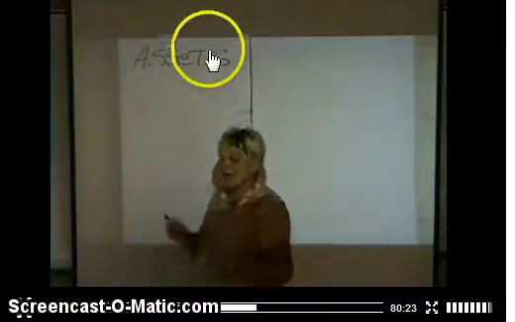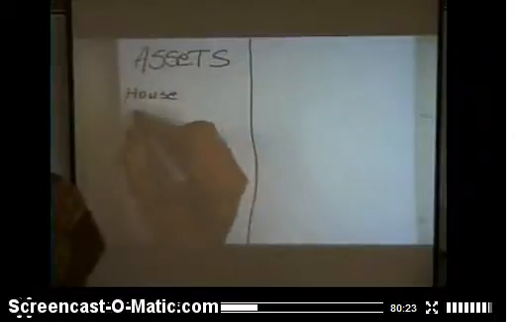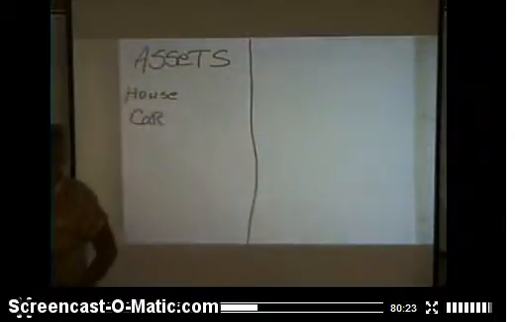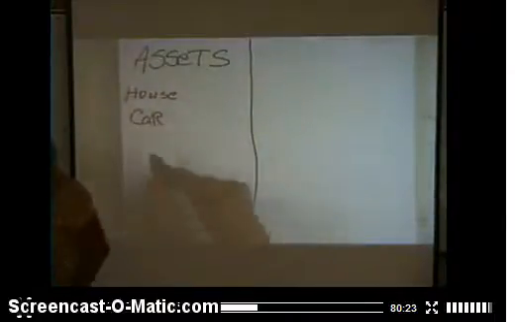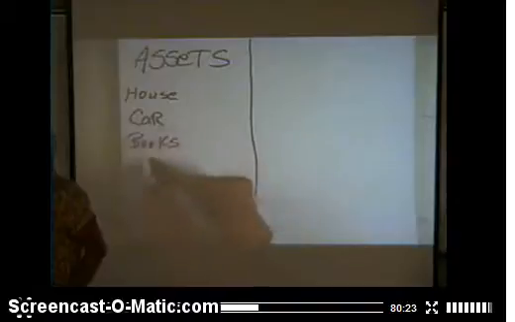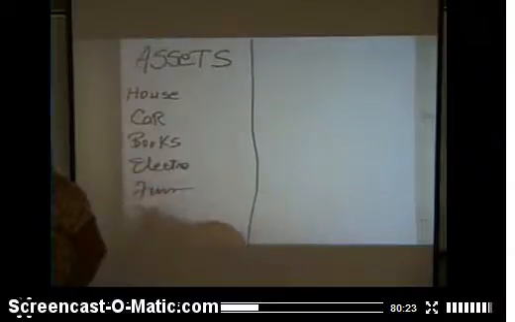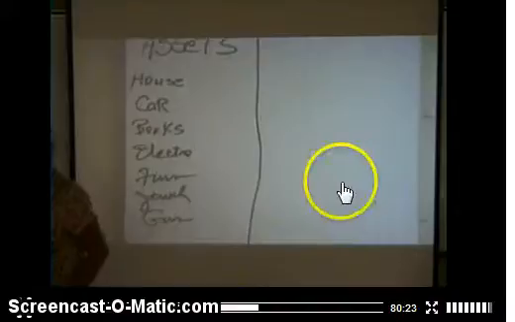House, and you write down the amount you paid for it. What you paid for it. We'll start with the biggies. If anybody has a house that they've bought, a car, write the price you paid for it. What else do you have? Come on, guys. You've got to have more than one car. You've got books, electronics, some of you may have furniture, jewelry, guns, musical instruments, anything that you own.